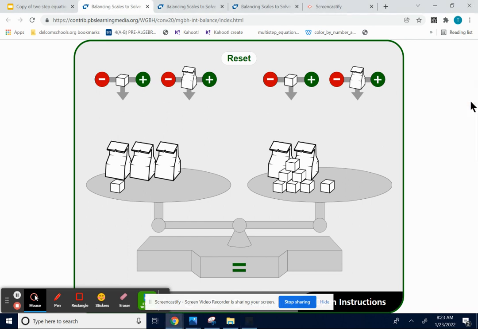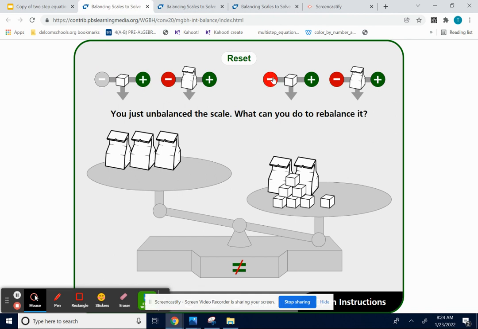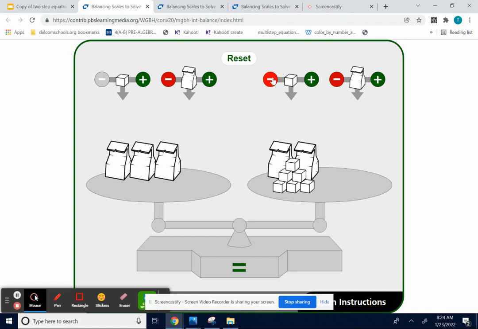But what I want you to get from this link is just realizing that if you have a balanced scale, I can take away the same thing from both sides to keep the scale balanced. So like I could take away a cube from the left and a cube from the right, and this stays balanced. I can take away the same thing from both sides of a balanced scale to keep it balanced.